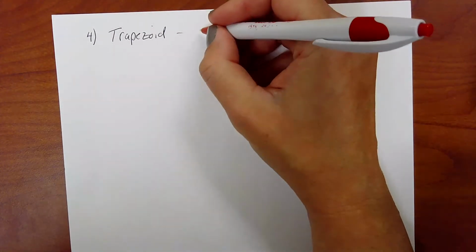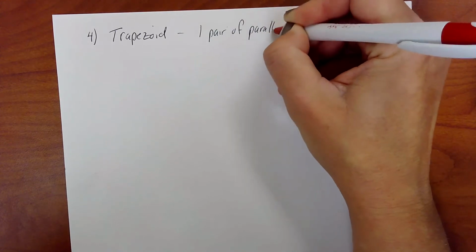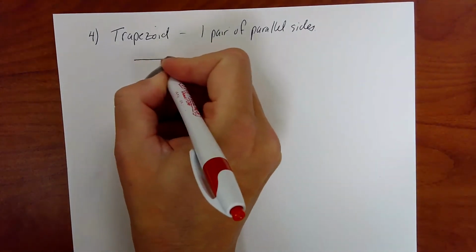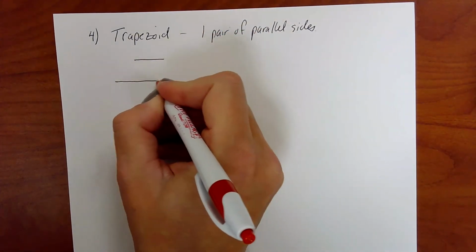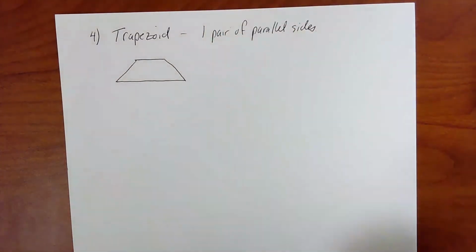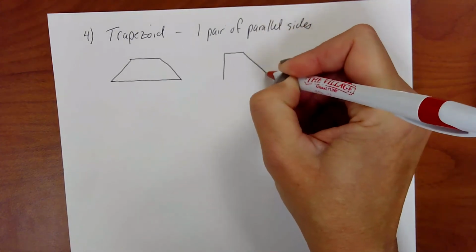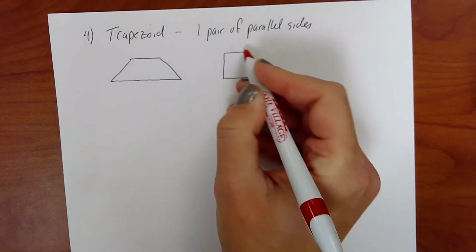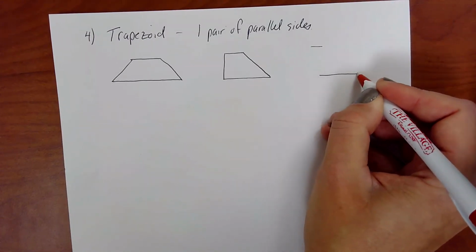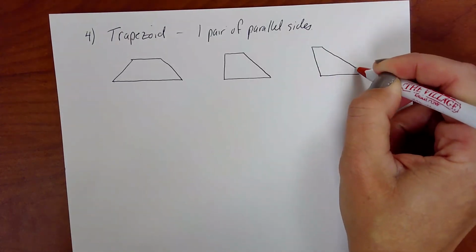And a trapezoid has one pair of parallel sides. So what does a trapezoid look like? The classic one looks like this. Here's your one set of parallel sides. They connect. But technically, a trapezoid could look like this, right? Because there's your parallel sides. Really, you could start with parallel sides and then just connect them in any way, and you would have a trapezoid.